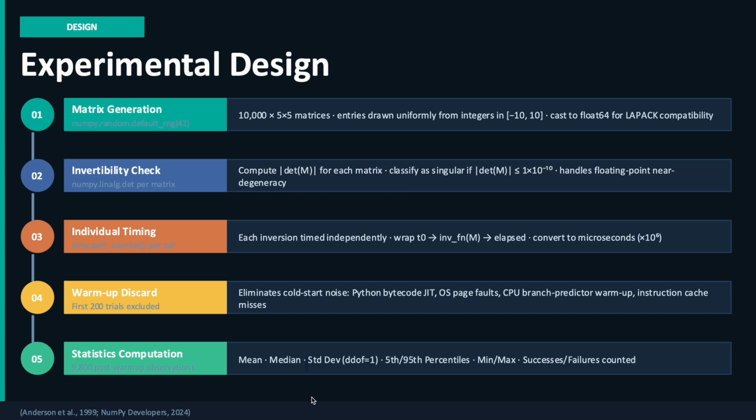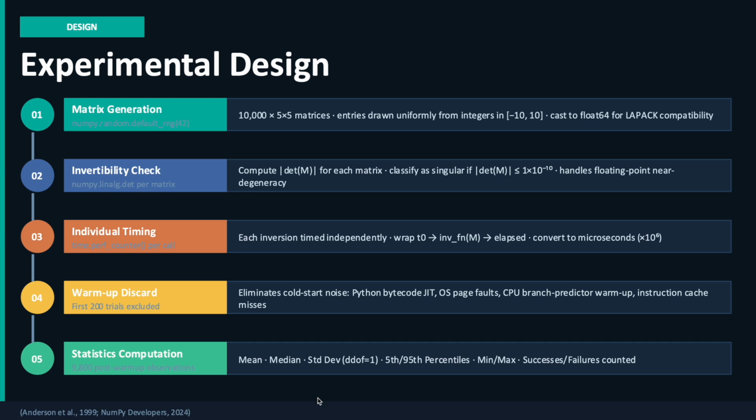The second step we did was the invertibility check. Before timing each of the matrix inversions, we want to check the invertibility of each matrix. This was done by checking the determinant of each matrix using the determinant function from the same library, and if the determinant was smaller than 10 to the power of -10, it was considered a singular matrix, and the threshold for floating point degeneracy was measured.